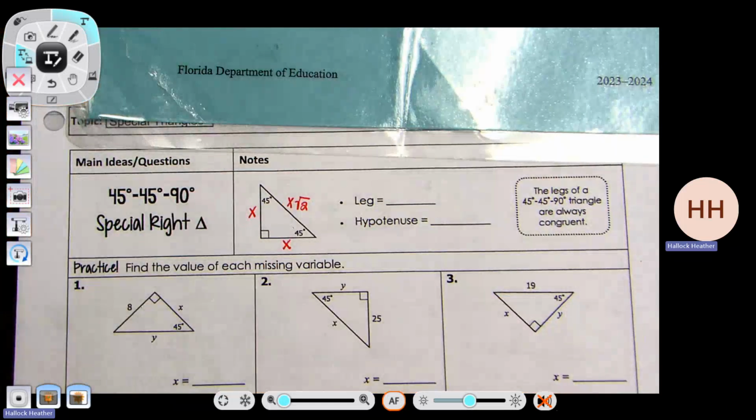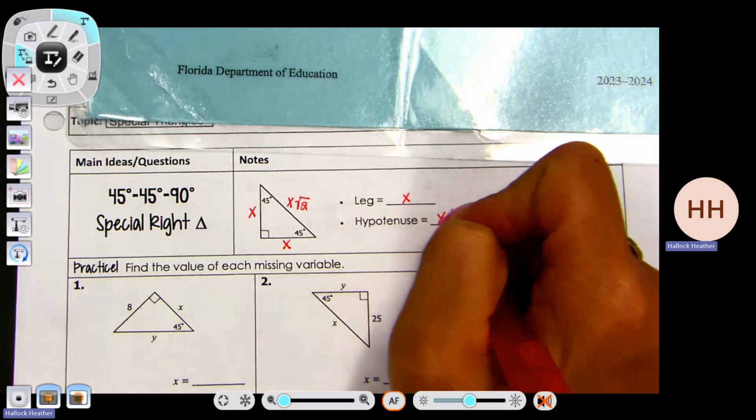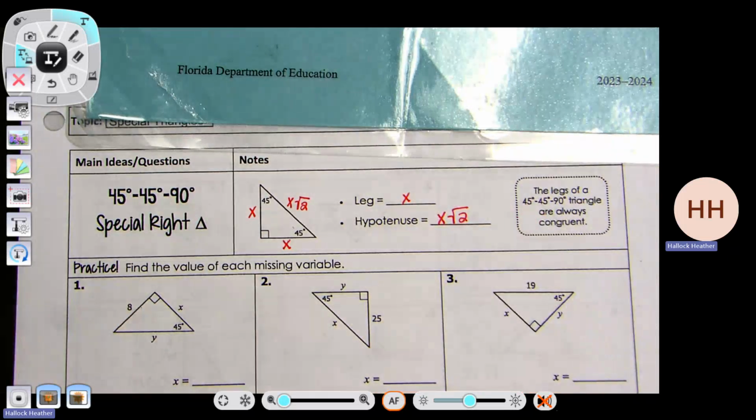You are not using a calculator. We are not putting a decimal, okay? It's literally X, so some number, square roots of 2. So the legs are X, your hypotenuse is X square roots of 2. So it's like a little puzzle. We're just kind of moving around numbers. You should not be using a calculator. You don't need a calculator for this. We're not taking the square root of anything.